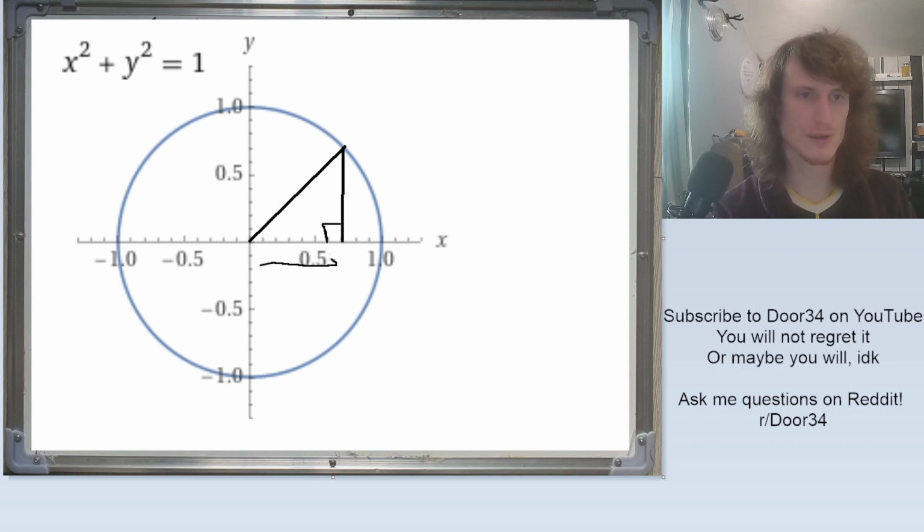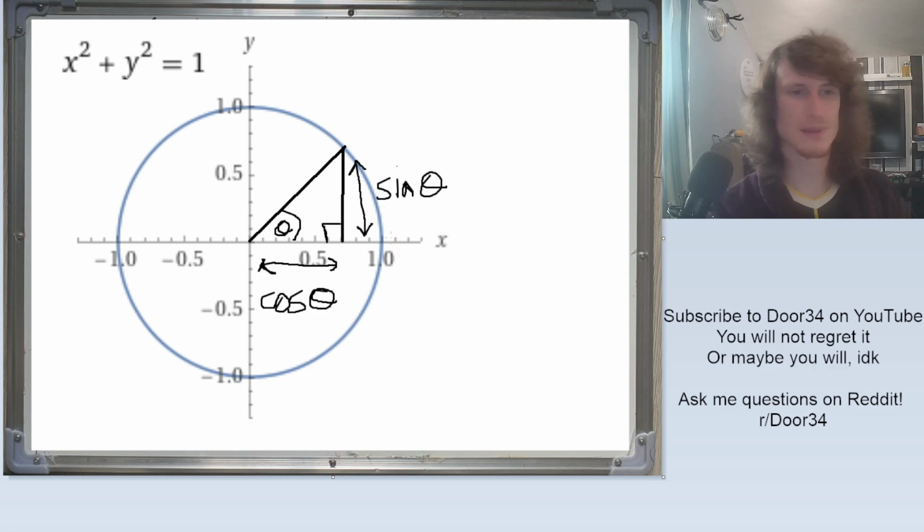So if you take a point on this circle, the x coordinate of it is going to be the cosine of theta, where theta is this angle here. Draw that in real quick. And the sine of theta is going to be the height of this.